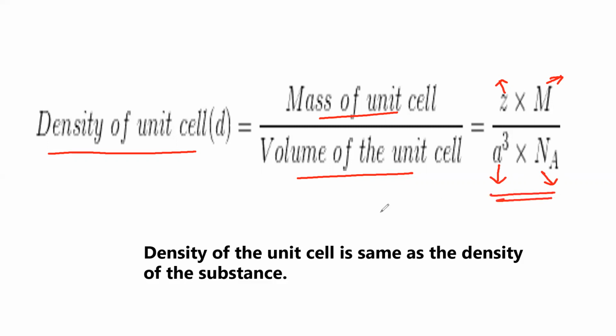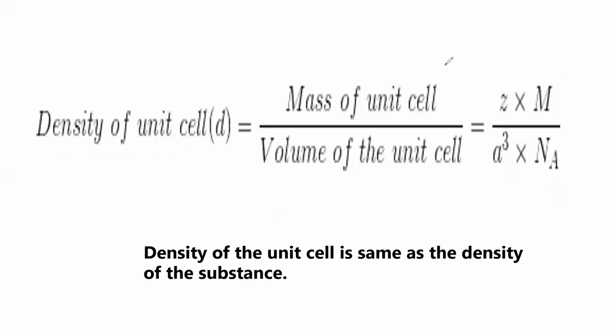Here a will be given as edge length. So edge length they will give in angstroms, and 1 angstrom is equal to 10 to the power of minus 8 centimeters. So we have to convert them into either meters or centimeters. Usually we'll convert them into centimeters, so density becomes grams per centimeter cube. Z is important here. Z is equal to number of atoms per unit cell. Next, we'll see how the questions will be based on the density of a unit cell of solids.